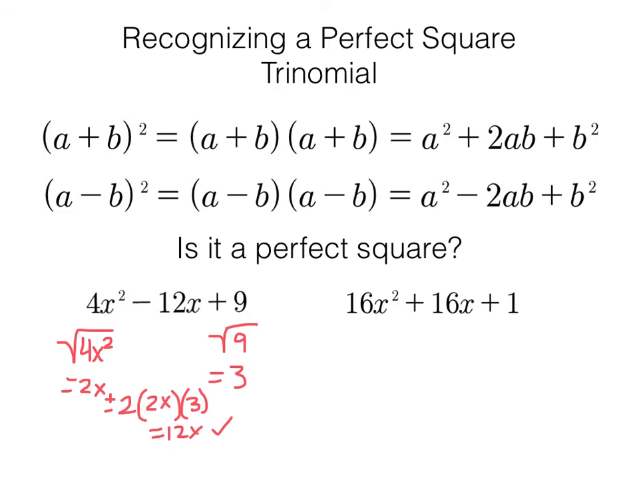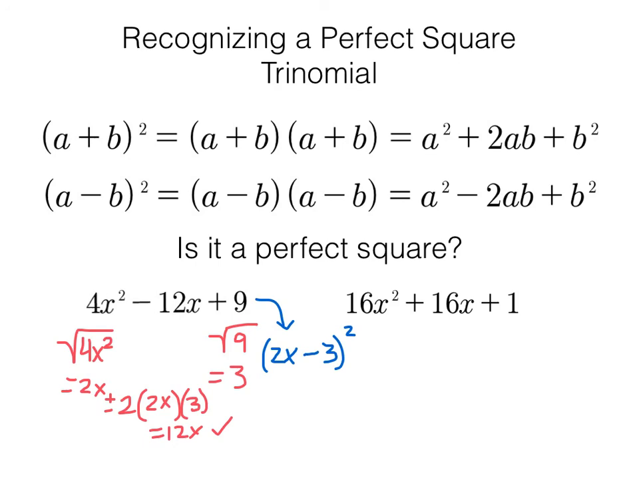So how do we factor that? Now that we know it's a perfect square, we can say that the first thing has to be 2x, the second thing has to be 3, and in order for it to be a minus sign right here, it's got to be 2x minus 3, the quantity squared.